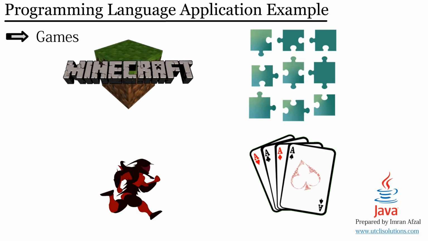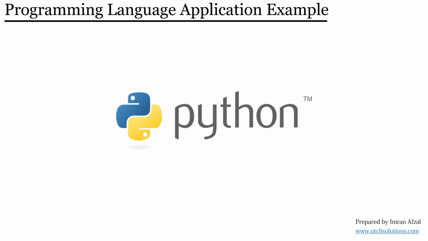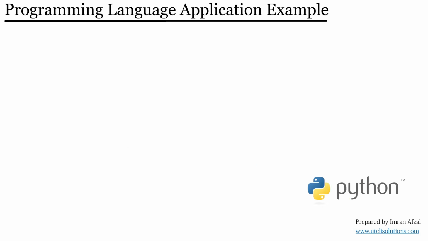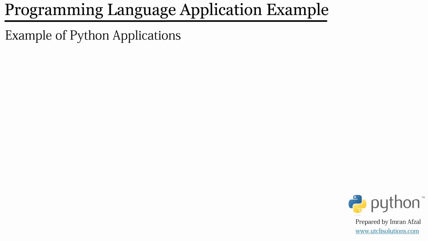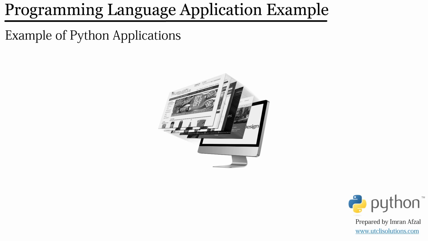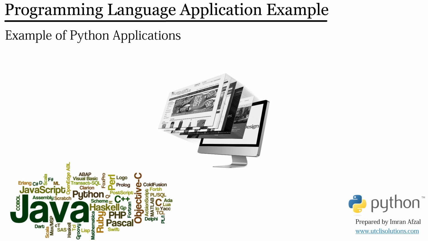All right. The next one is Python, which is easy to learn and understand. Examples of Python applications are web development. Now you probably notice web development is something that can be done using many different languages. It depends on the purpose of your website.